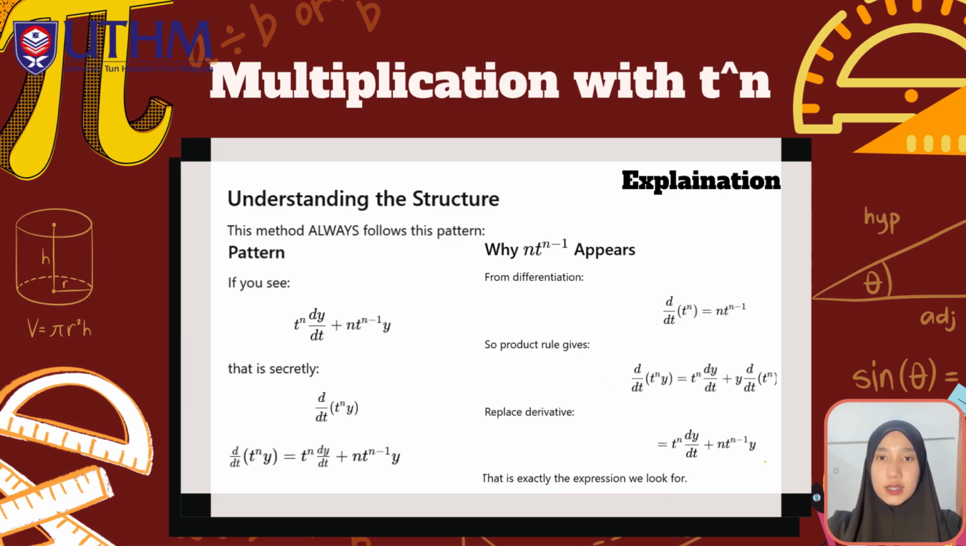In general, t to the power n times dy over dt plus n t to the power n minus 1 times y is the same as d over dt of t to the power n times y. This comes from the power rule where d over dt of t to the power n equals n t to the power n minus 1.